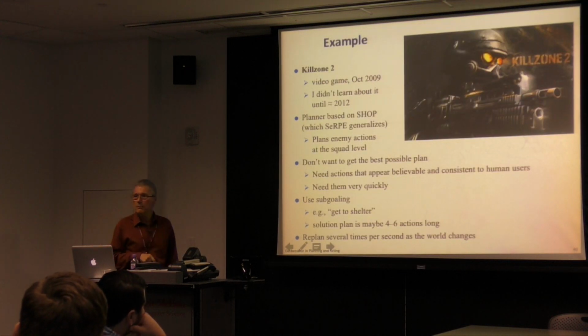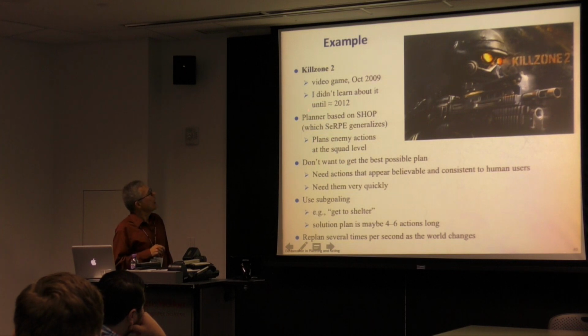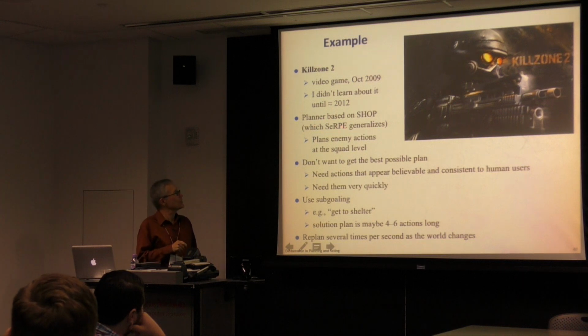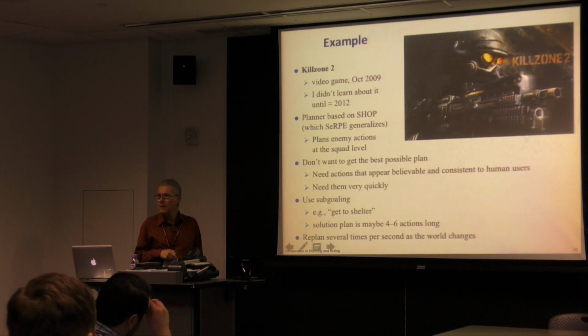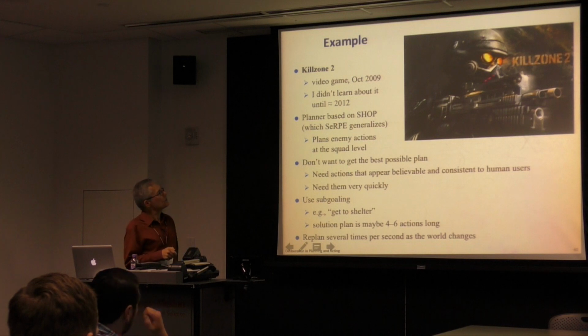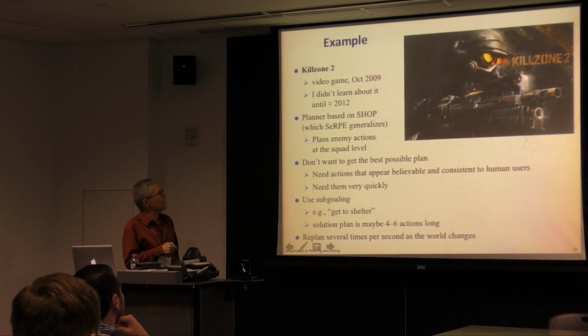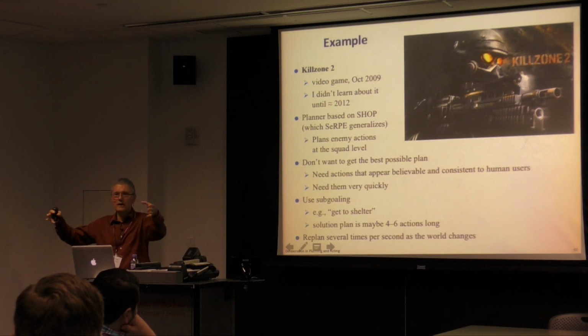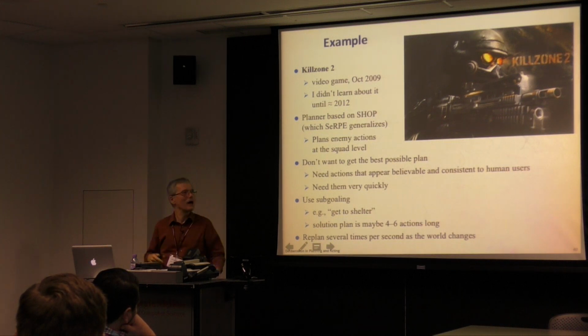And here's an example of it. This is a game called Killzone 2. Video game that was released in October of 2009. I didn't learn about it until 2012. What happened was that someone took my SHOP HTN code, which, remember, I said that Serpe does a generalization of, and implemented a version of it that plans the enemy actions at the squad level. This is one of these first-person shooter games where you're playing against the enemy. All right? And you're trying to shoot them down, and they're trying to shoot you down.